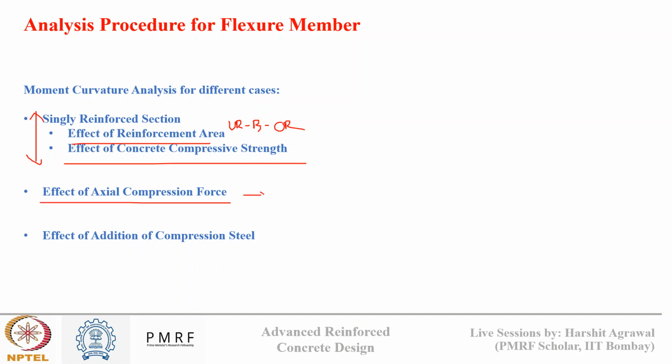In the next session we'll see what is the effect of axial compression. If I apply some axial compression on the beam, how will it affect the moment curvature, and what is the effect of compression steel. So instead of just providing steel in the tension zone, if I provide some steel in the compression zone also, how it affects the moment curvature. This is the entire thing that we'll discuss from now.